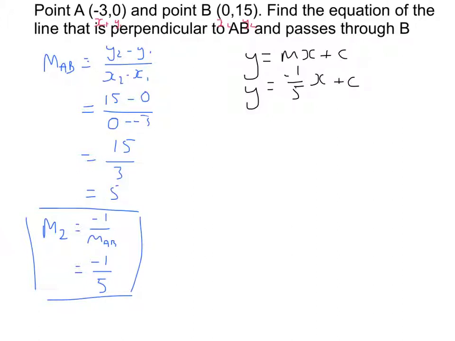Now we need to pick out point B. It says it passes through B, so we use point B as the coordinates that it passes through. So when x is equal to 0, y is equal to 15. So we can substitute those values in, or if you know the other way of doing it, by just incorporating our y-intercept, you can do that. I'll substitute the values in. So y is equal to 15 when x is equal to 0.